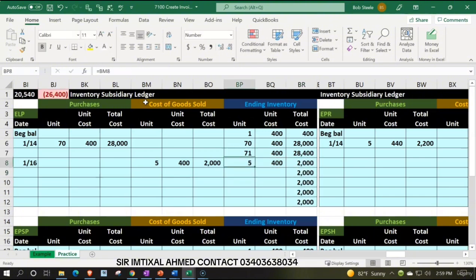We had 71 minus 5. So I'm going to say 71 minus 5, and then times 400. The flow assumption doesn't really matter because we have not changed the price at all. So weighted average, first in, first out, LIFO would remain the same because there hasn't been any change in the cost for us. So there's the 64,000. We're out of balance by the 2,000 to the general ledger.